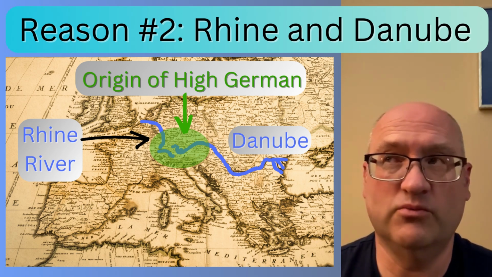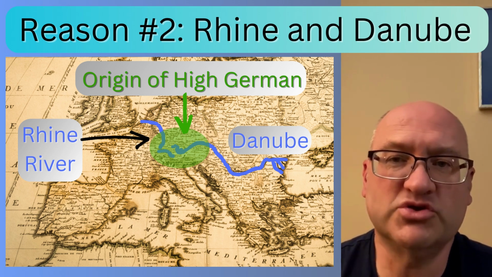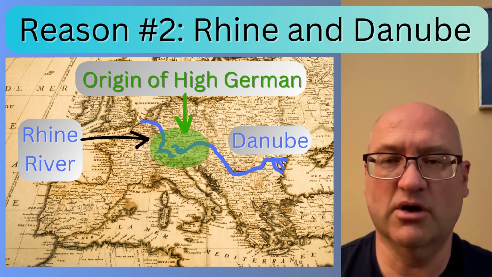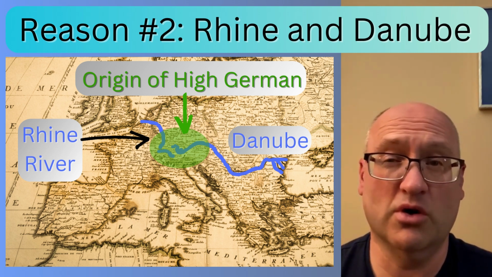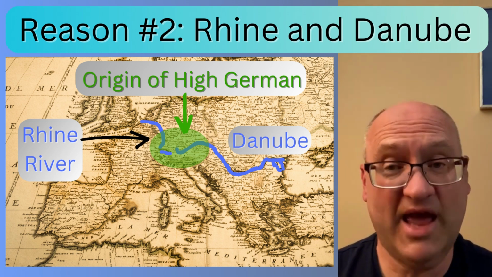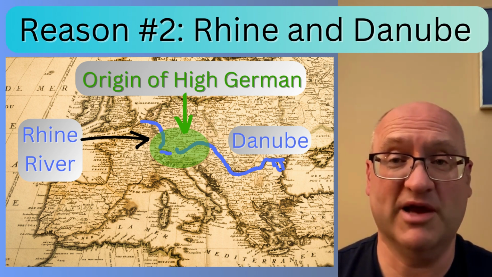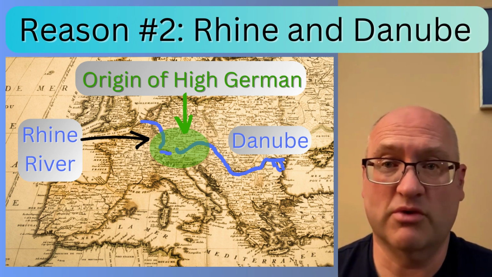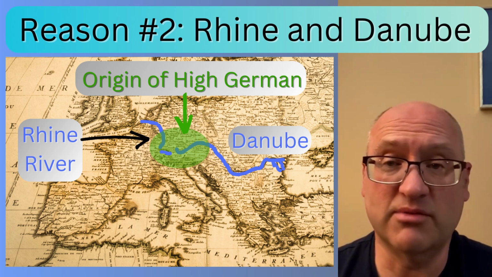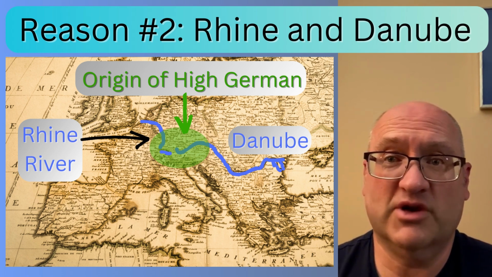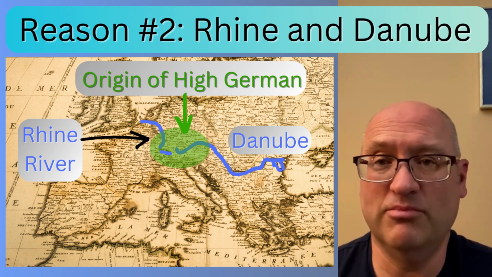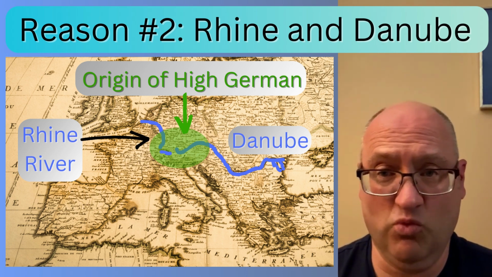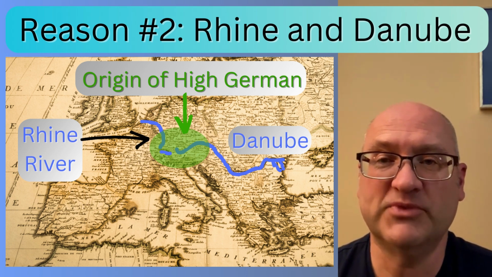Another reason why these areas were so influential was because these were the beginnings of two of Europe's main rivers. The Danube has its source in the Black Forest. The Rhine River has its source in the Alps. And these rivers were highly influential in the Middle Ages for transportation. There weren't very many good roads. Yes, the Romans had built roads, but they were obviously not maintained as well as you would think.